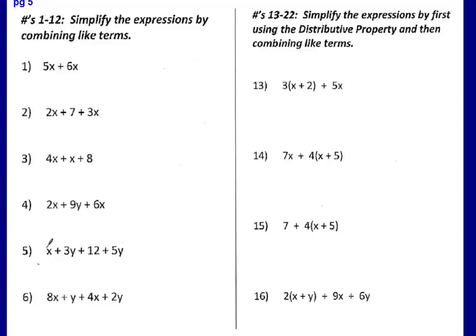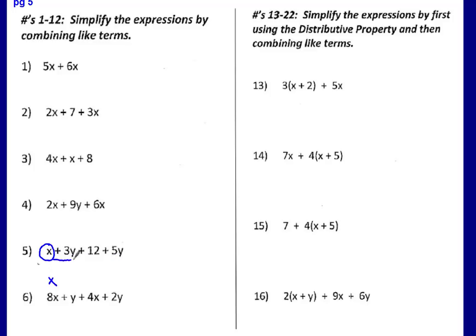Okay, the first term is an x. I'm going to circle it. Make sure that you are showing like terms by using the same shape or color if you want to use a highlighted color. All of my x terms I'm going to circle. There are no other x terms, so I have 1x, which is just x.